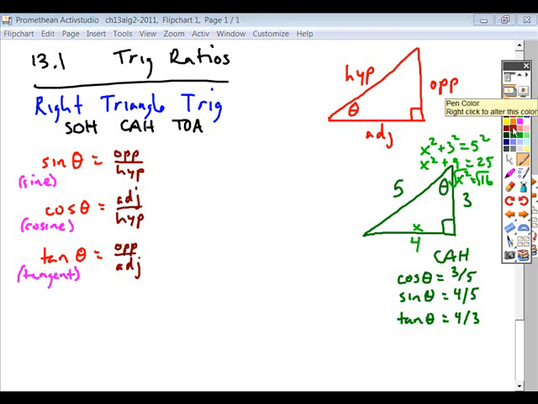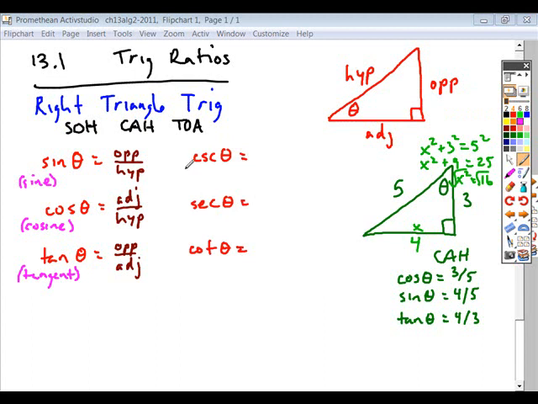And the way that we do that is the reciprocals of these. And so you have the reciprocals of each of these functions. The reciprocal of the sine function is the cosecant. The reciprocal of the cosine is the secant. And the reciprocal of the tangent is the cotangent. And so I'll write these down here.